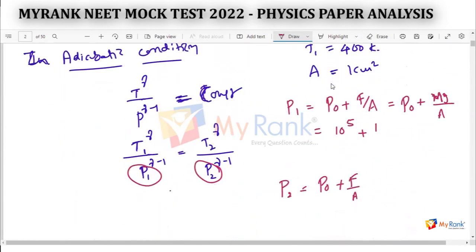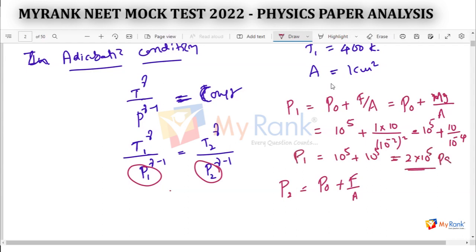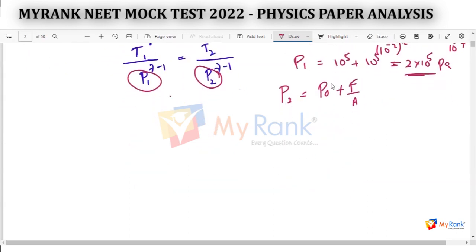Now you see, in this case, 10^5 plus mass is 1 kg, g value is 10 now. Area is nothing but (10^-2) whole squared, students, which means 10^-4. So this results in 10^5 plus 10 by 10^-4. That means 10^5 plus 10^5, students, which means 2 × 10^5 pascals. This is the value of P1, due to M1, right? Likewise, we have to find P2.